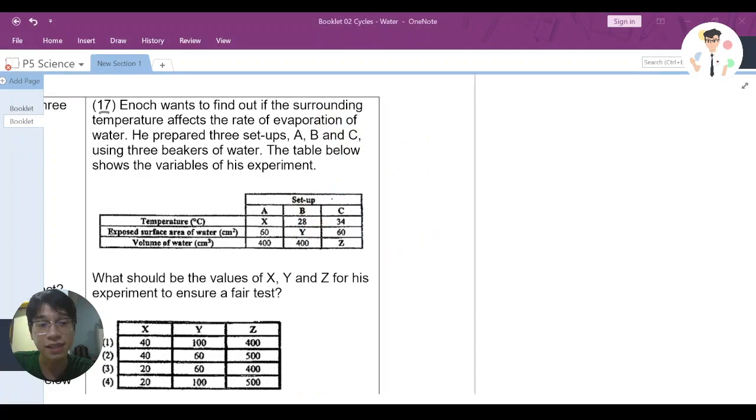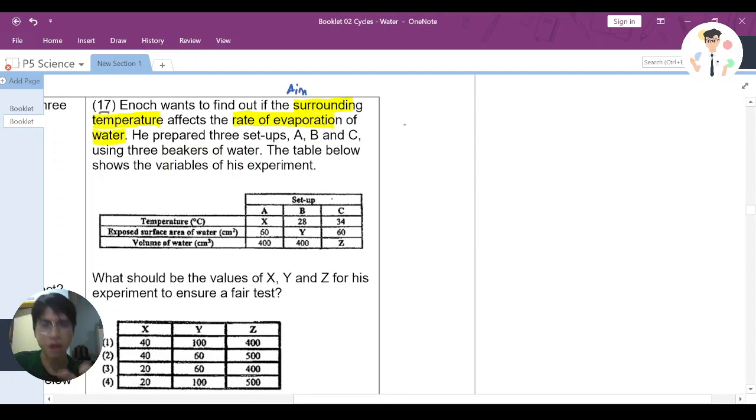Welcome back to digital class, and this is a discussion for our cycles in water booklet, and now we are focusing on this question. So let's look at this question. It says that Enox wants to find out if the surrounding temperature affects the rate of evaporation of water. Now you can see this is basically our aim. This is our aim of the experiment.